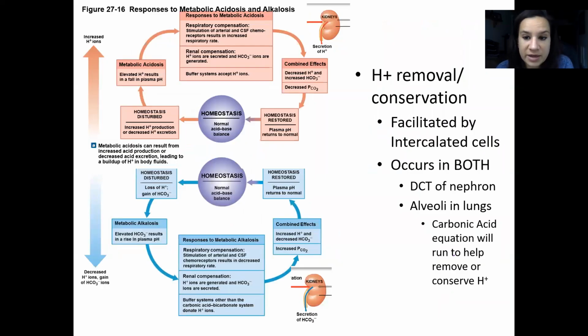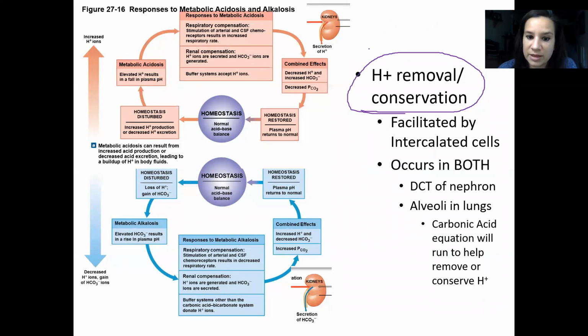Okay, don't panic. This is a busy figure. There are just a couple tiny key takeaways that I want you to get from it. So we need to talk about hydrogen ion removal and conservation. Basically, this is described as acid-base balance. Okay, so we've already talked about acid-base balance in terms of the respiratory system.